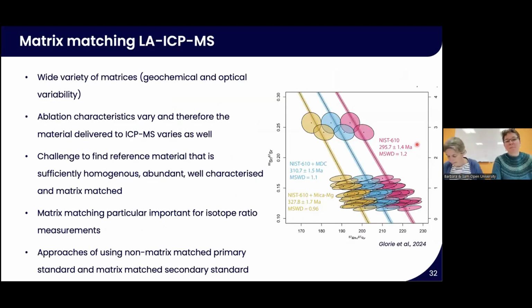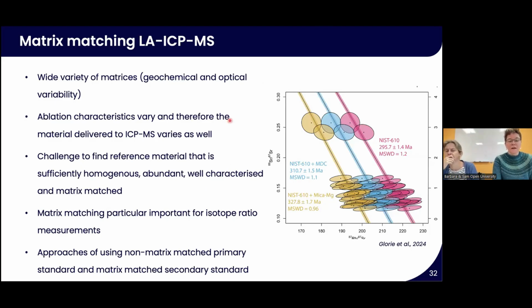Yeah, so we have quite a wide variety of matrices, because we have different minerals which have different compositions and different optical properties. And it has been shown, and there's a whole lot of literature about this, that they do behave differently during the ablation process, and therefore a different amount of material is delivered to the ICP.